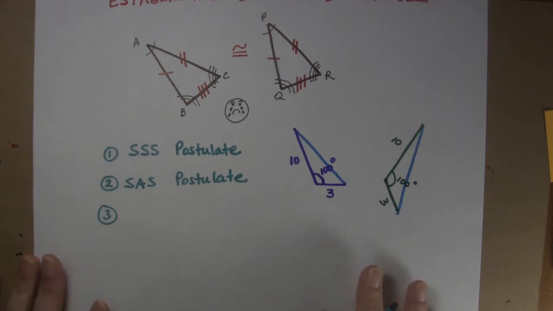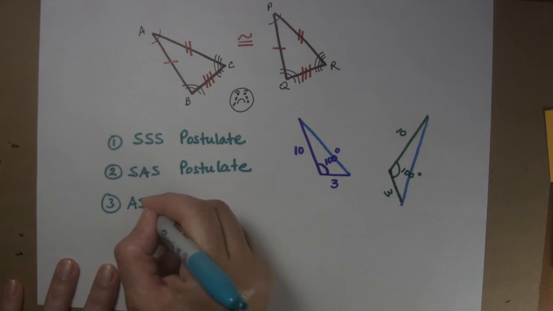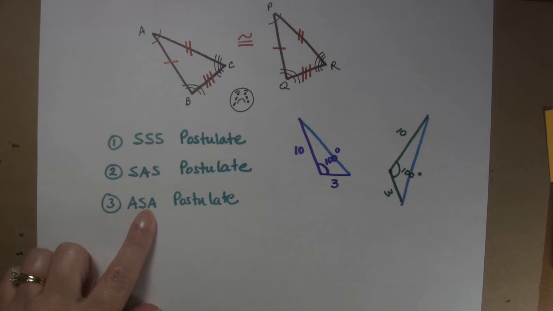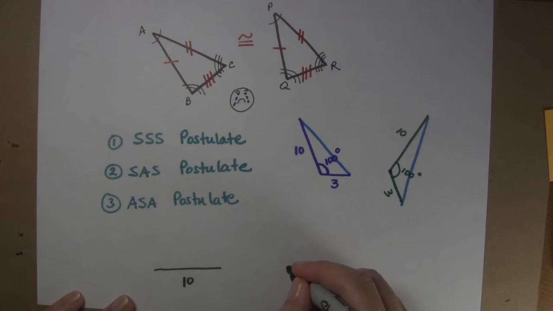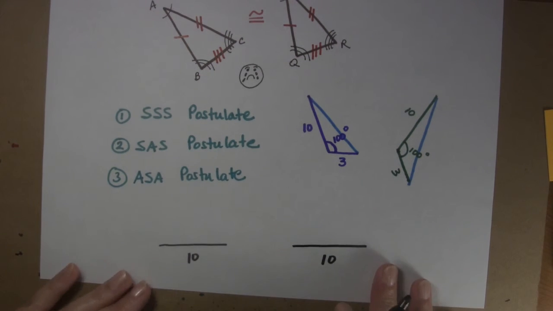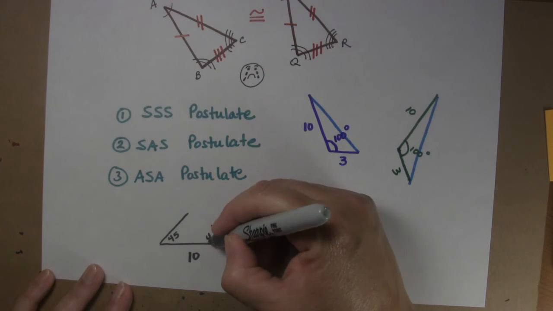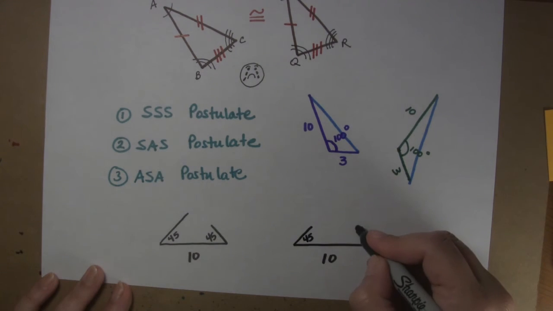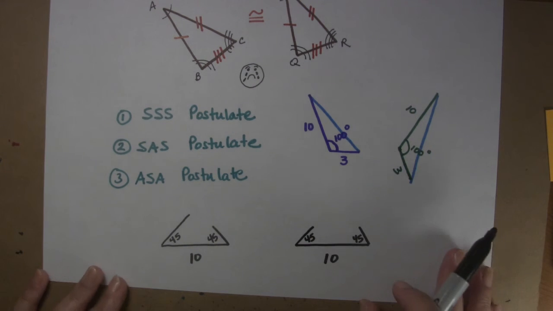Okay, the third way that you can prove that two triangles are congruent is the ASA postulate, which means that you have an angle, you have a side, and then you have the angle on the other side. So, for instance, if I drew this line and I said that that was 10, and I drew this line and I said that that was 10, if I knew that I was going to draw a 45-degree angle right here, and a 45-degree angle here, so I know the angle, the side, and the angle, and that's congruent to what my second triangle has.